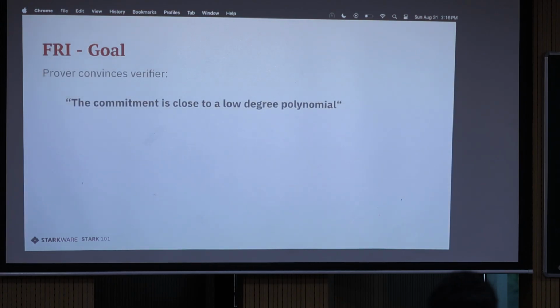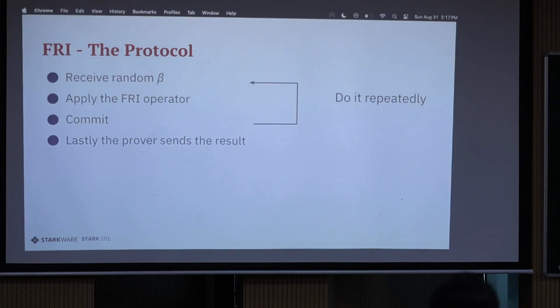So how do we do this? Here's what the protocol does. The verifier will give a random beta to the prover. The prover will apply this FRI protocol, and after the FRI protocol is applied, the degree of the polynomial CP of x gets reduced by 2. Then the prover will commit to this new polynomial, and these steps will be repeated again and again until the polynomial is of very low degree, such that the verifier can actually verify it in less time.